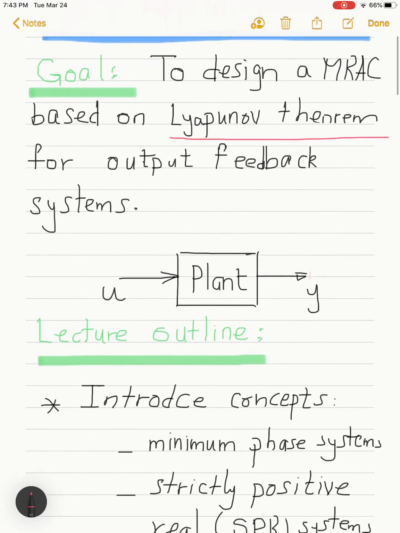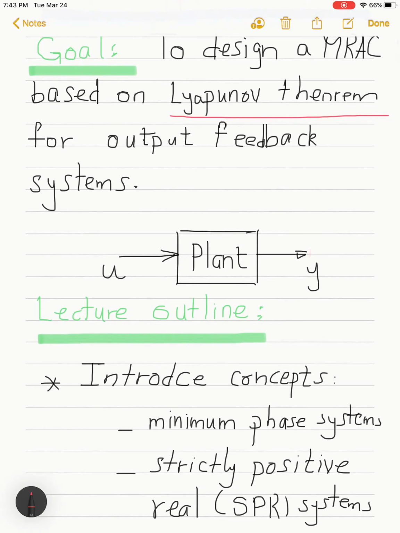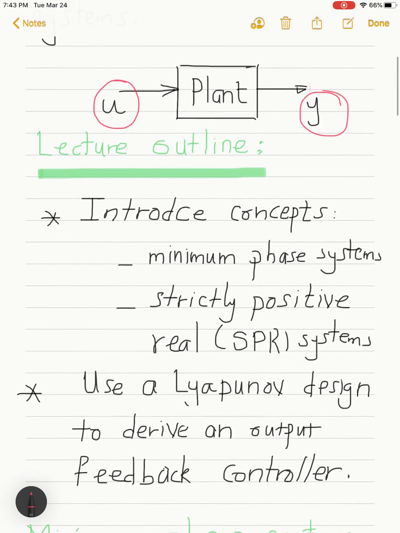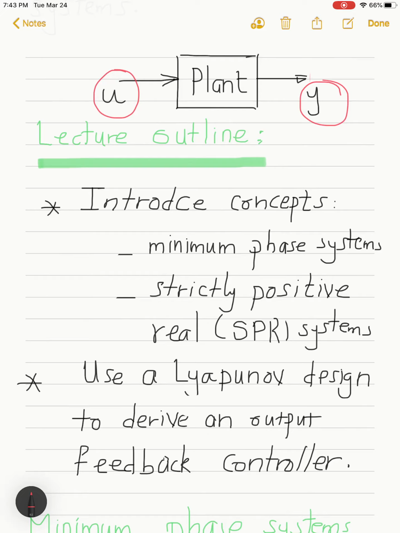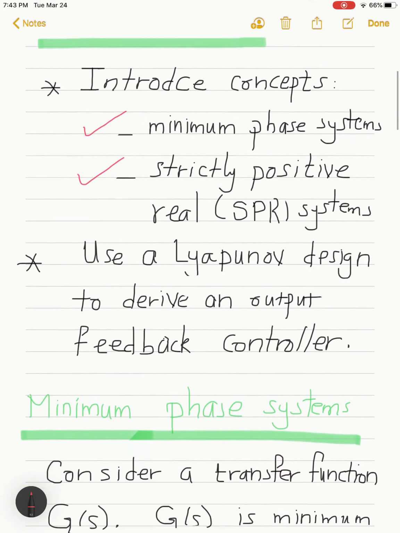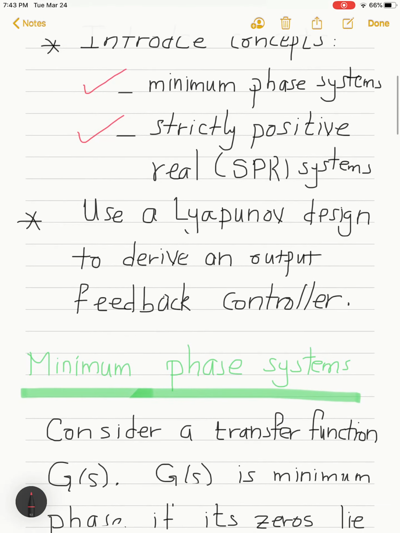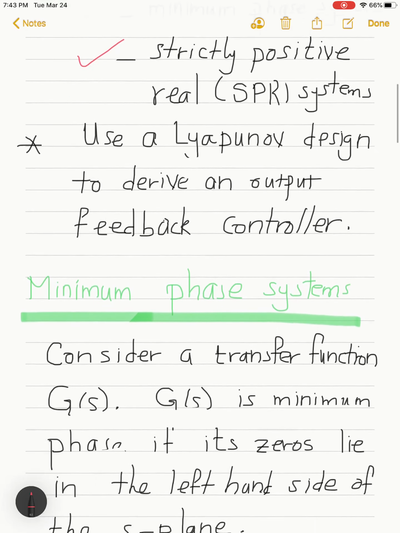So we are assuming that we have a plant where we have only access to the output Y and the input U. In order to do the design, we have first to introduce two concepts. The first concept is the concept of a minimum phase system, and second one is the concept of strictly positive real systems. Once we do this, we will move on and we will show how to use a Lyapunov based design to derive an output feedback model reference adaptive controller.